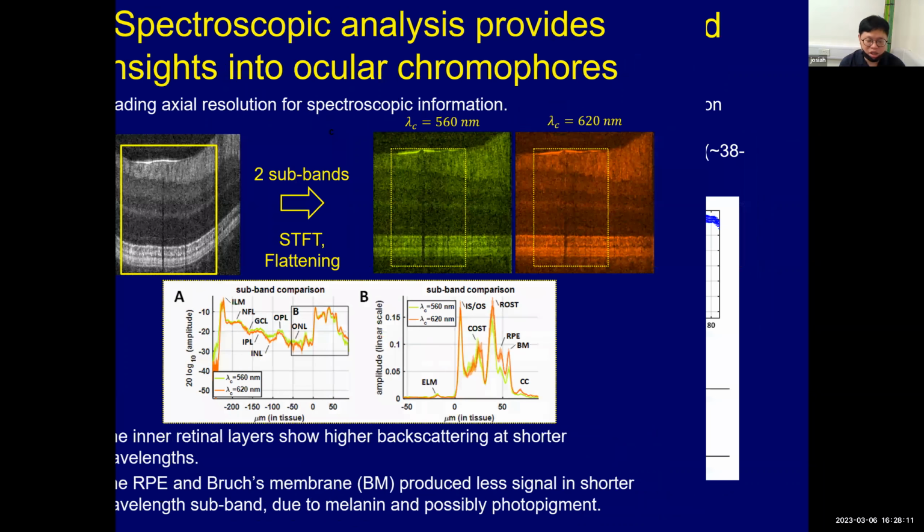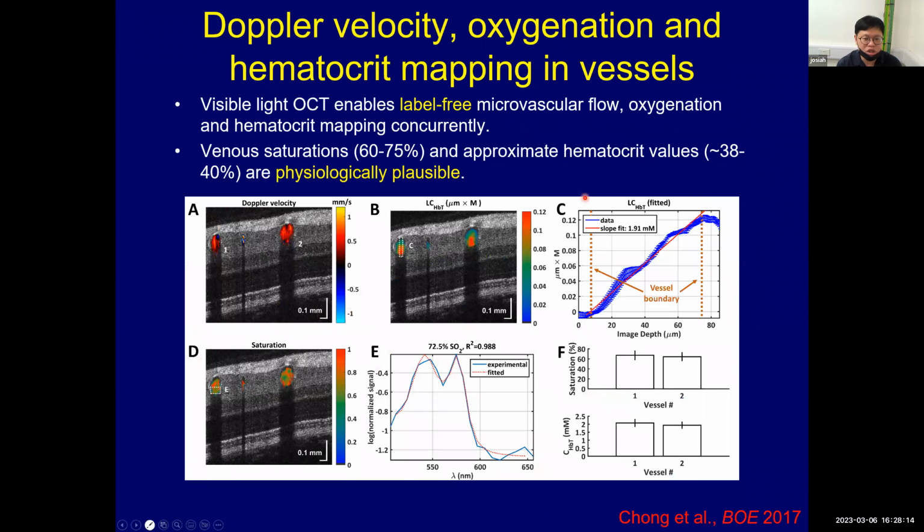So based on the techniques that I introduced to you, the Doppler, the oxygenation, and things like that, I think this is the first demonstration of using purely OCT to get the oxygenation information from the vessels of the human retina in a fiber-based technique. So you can get the flow information, and then you can get the oxygenation information of the retina. So why is this important?